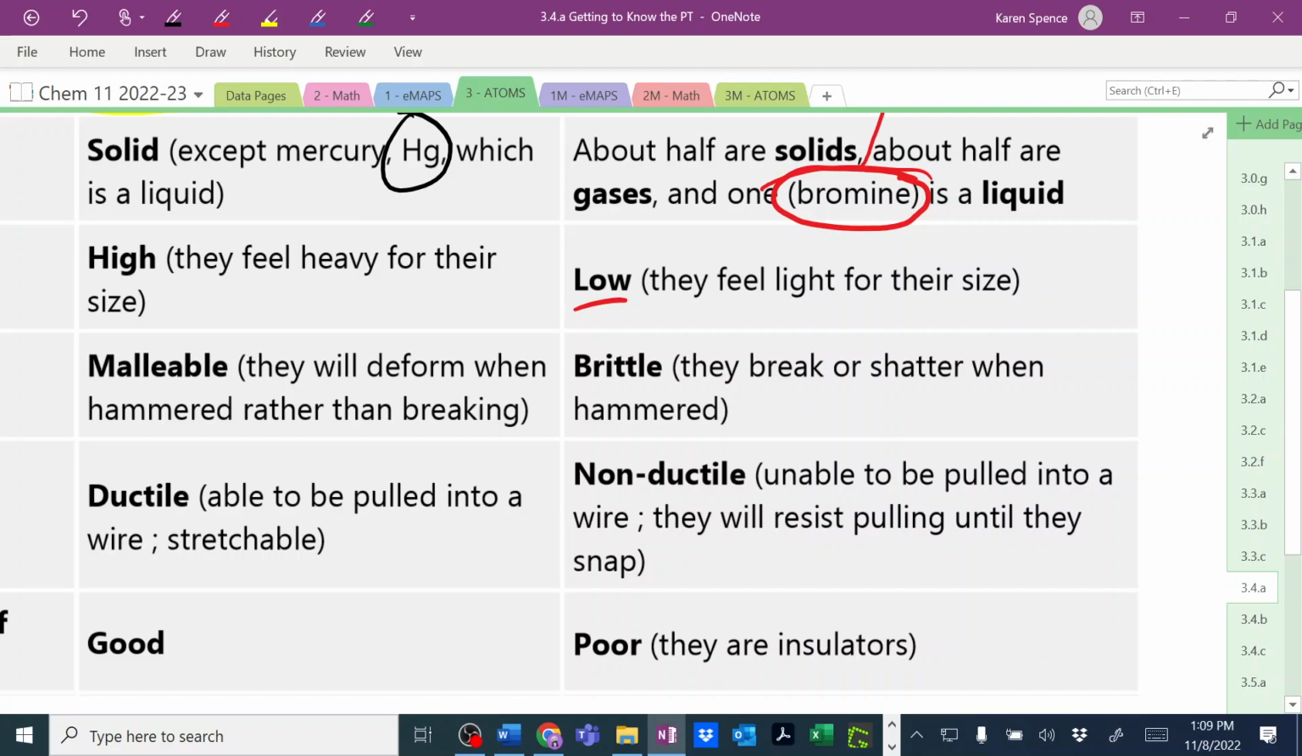Brittle. Have you heard of peanut brittle? Peanut brittle is, I think, a very overrated sort of food item myself. I find it's just too sweet, but it's basically caramelized sugar with peanuts in it, and it breaks when you hit it with a hammer.